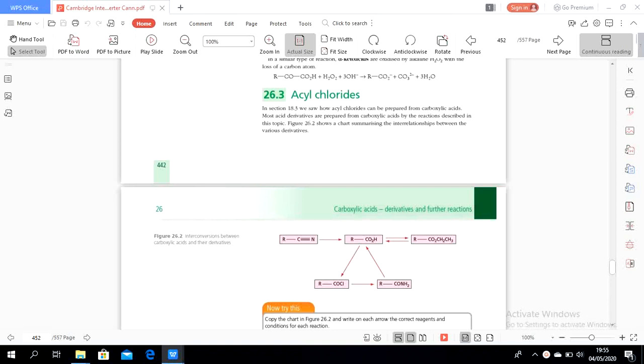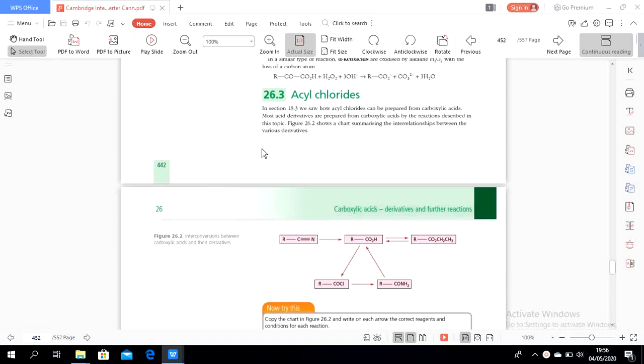Right now I'm going to explain about 26.3. The topic is acyl chloride. Acyl chloride is a derivative of carboxylic acid. In the previous section at 18.3, which is in AS level, we saw how acyl chloride can be prepared from carboxylic acid. Most acid derivatives are prepared from carboxylic acid by the reactions described in this topic.